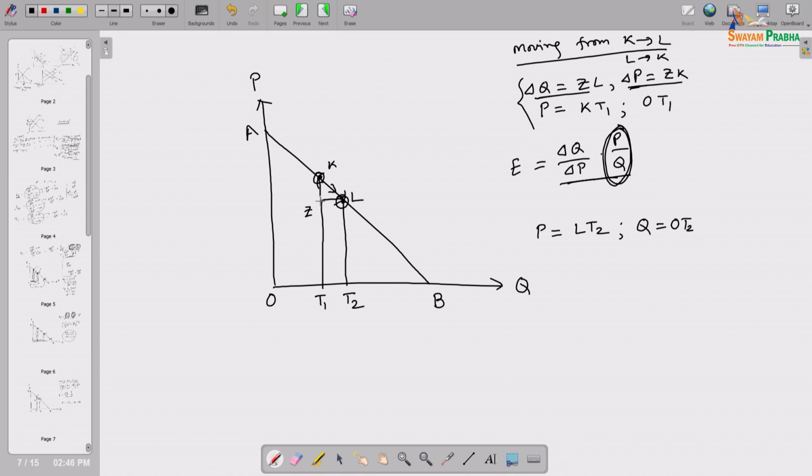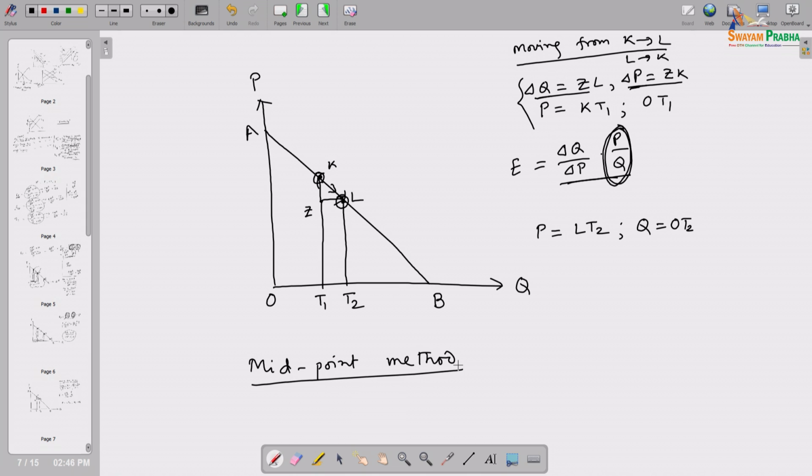So, depending on that, since the delta Q and delta P values, one is becoming positive and the other negative, they are simply changing their sign, but the magnitude is the same. So, we are getting two different elasticity values. Sometimes the midpoint method is also used, which is discussed in your book.